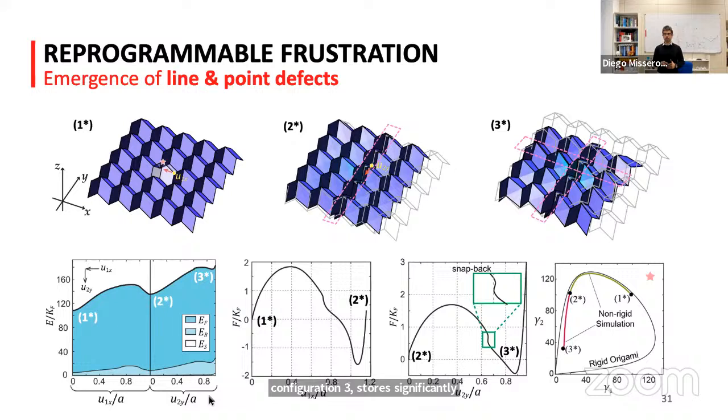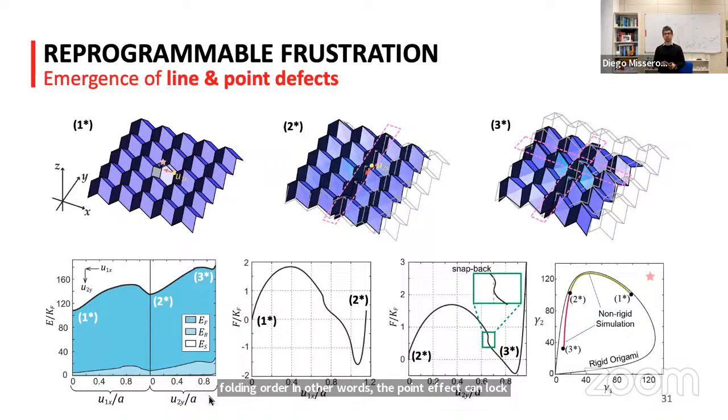And this is mainly caused because of the non-rigid origami deformation that is required to create the point defect. And I would like to also mention that if we want to unfold the point defect, we need to reverse exactly the folding order. In other words, the point defect can lock the pattern if one tries to resolve them in the wrong order.